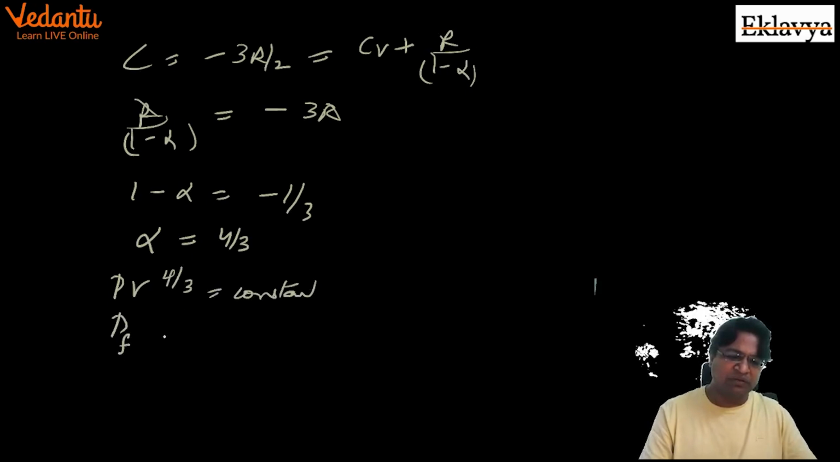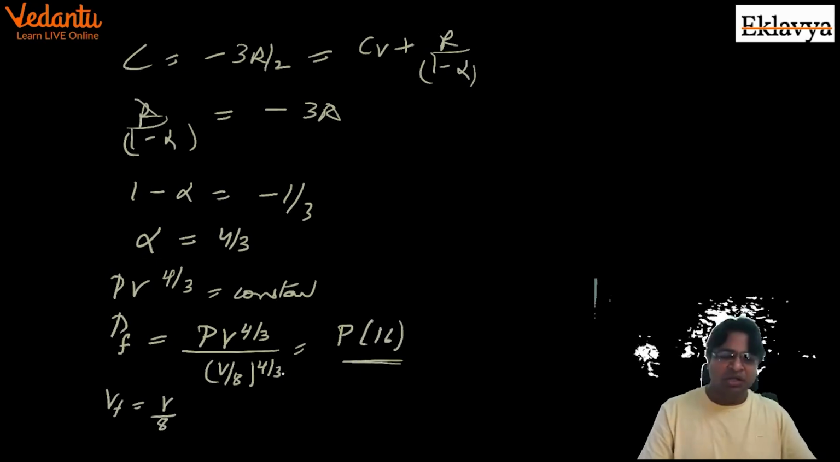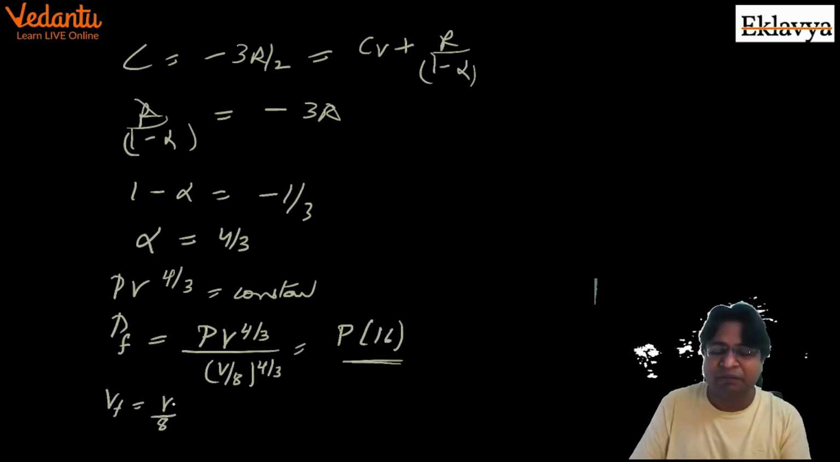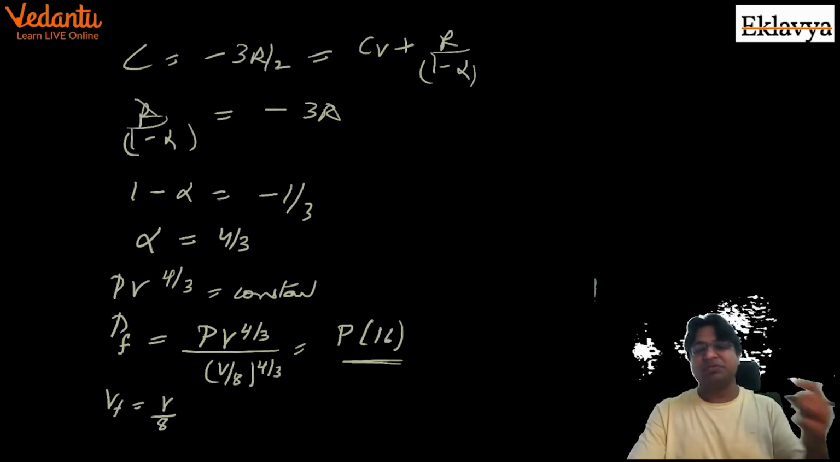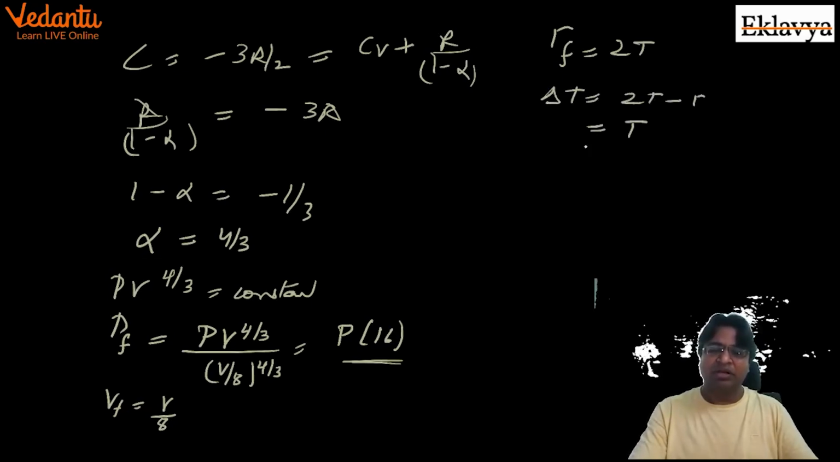So the final pressure would be what? The final pressure would be initial pressure into initial volume raised to power 4 by 3 divided by V final. V final is V by 8. V by 8 raised to power 4 by 3. So this will become P into 8 raised to power 4 by 3. So that is 16. So the final pressure is 16 times. Final volume is 1 by 8 times the initial volume. So the product of pressure and volume has become double. So the temperature will also become double. So the final temperature would be twice the initial temperature, which means that delta T will also be equal to T.